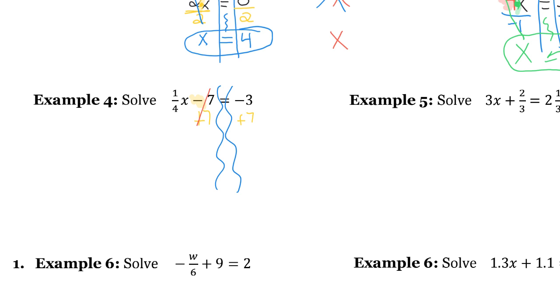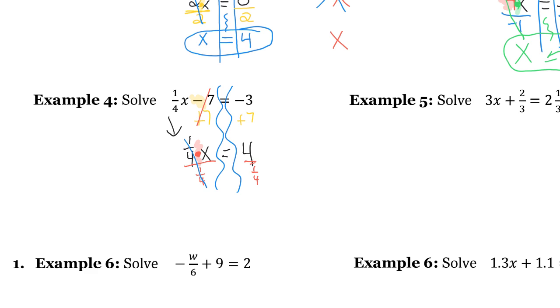So we had minus 7, so we're going to add 7 to both sides. This gets canceled out. This 1/4 x gets brought down. Our equal sign comes down. Negative 3 plus 7 is a positive 4. Now, remember, we have multiplication in here. The opposite of multiplication is division.